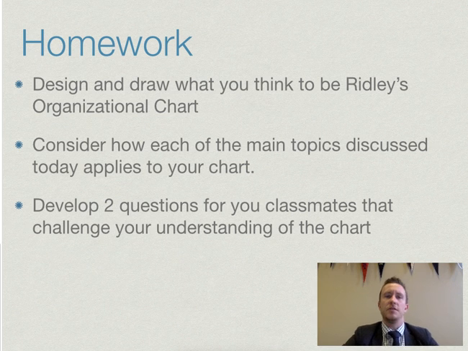So that's what I'd like you to do, is design and draw what you think to be Ridley's organizational chart. Consider how each of the main topics discussed today applies to your chart. And develop 2 questions for your classmates that challenge your understanding of your own chart. And those should be related to the content that we talked about today.